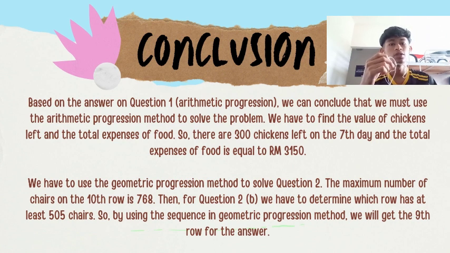The maximum number of chairs on the 10th row is 768. Then for question 2b, we have to determine which row has at least 505 chairs. So by using the sequence in geometric progression, we will get 9 rows for the answer.